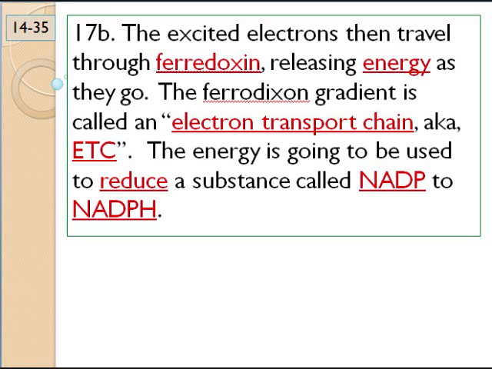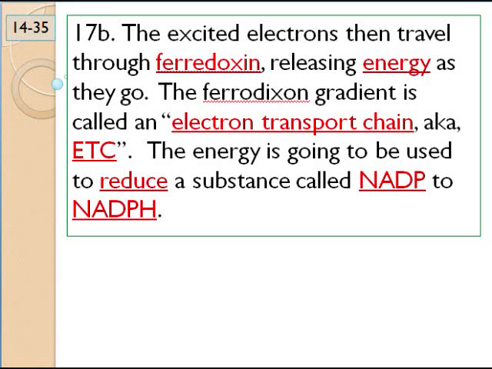Ferredoxin is a protein that, when the electrons fall back to the original level, releases energy. And that is also an ETC because they fall like down a staircase. You saw one earlier. This is not just like it, but the same principle. As electrons fall back to where they came from, they give off energy. And the staircase is that ferredoxin, which is the electron transport chain.